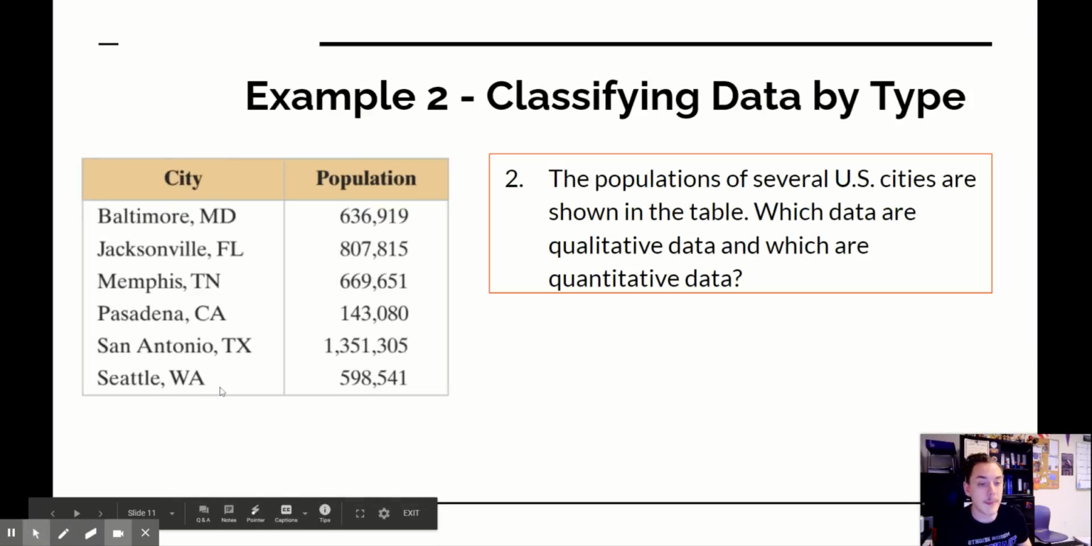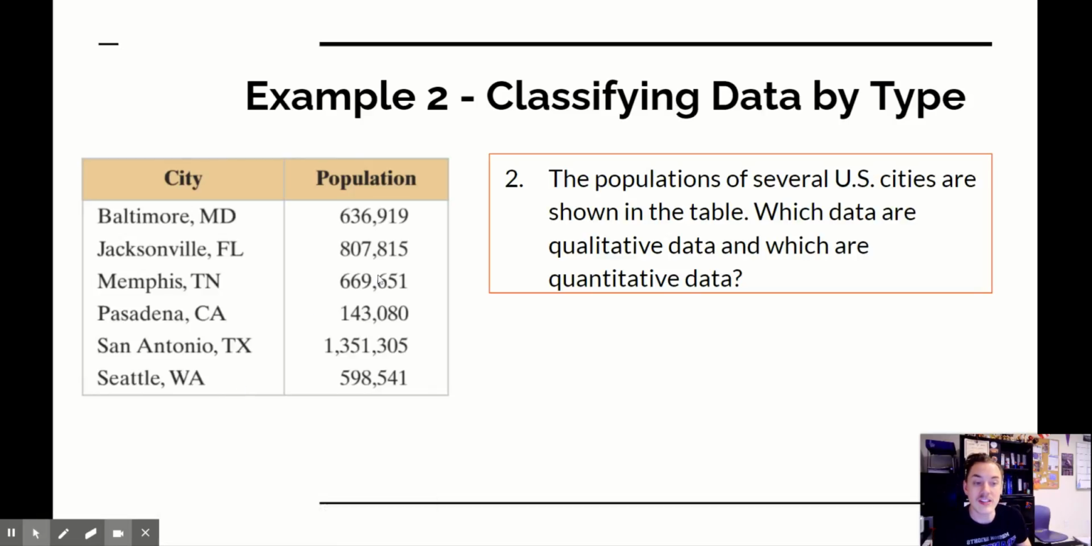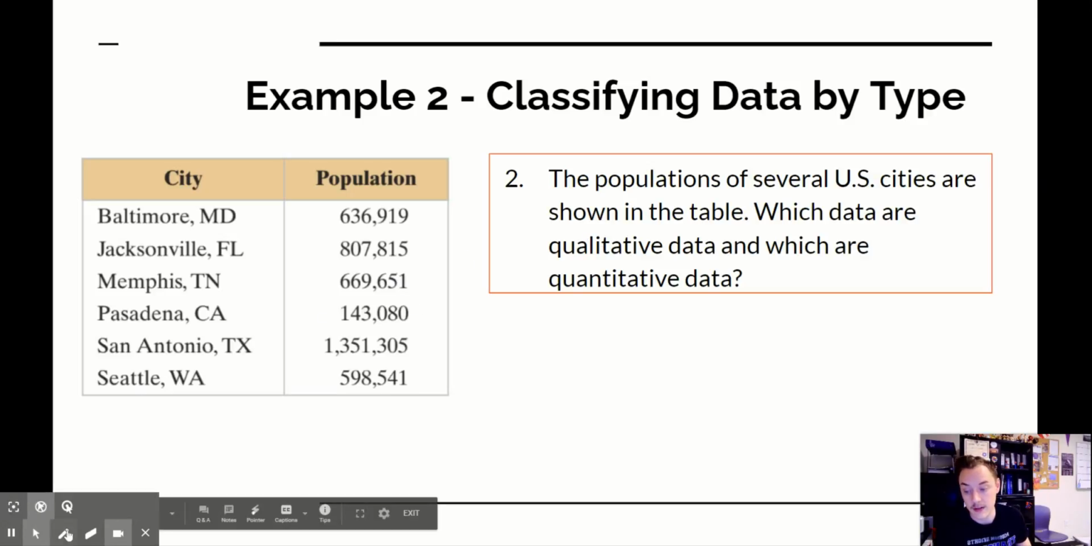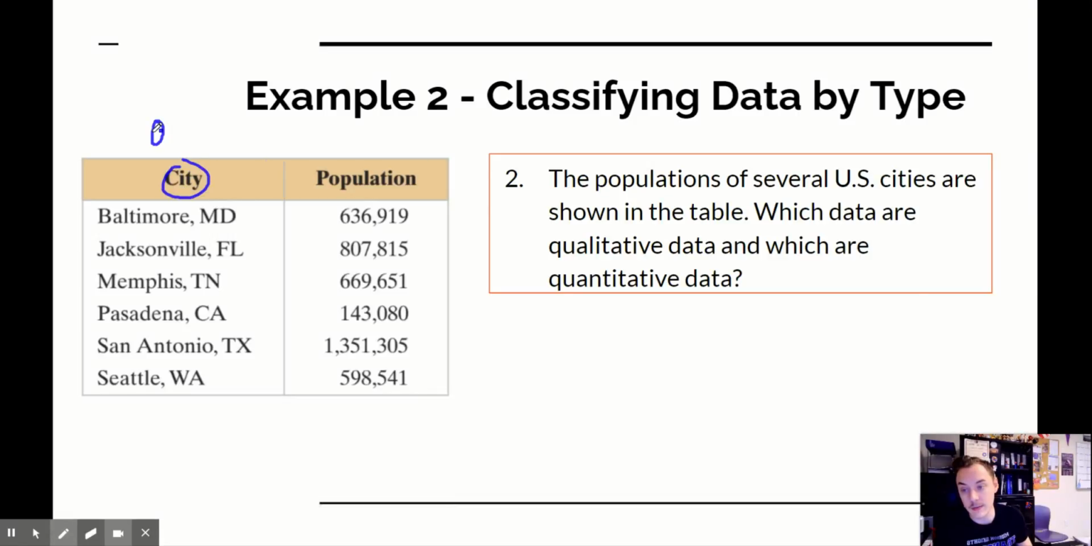Same thing here. Population of several US cities are shown in the table. So which data are qualitative and which data is quantitative? So right here, this is going to be qualitative. This is going to be qualitative because it's quality, because it's a description of a city. This right here is quantitative because it's an actual number. Okay? So when it's a number, it's quantitative, like quantity.